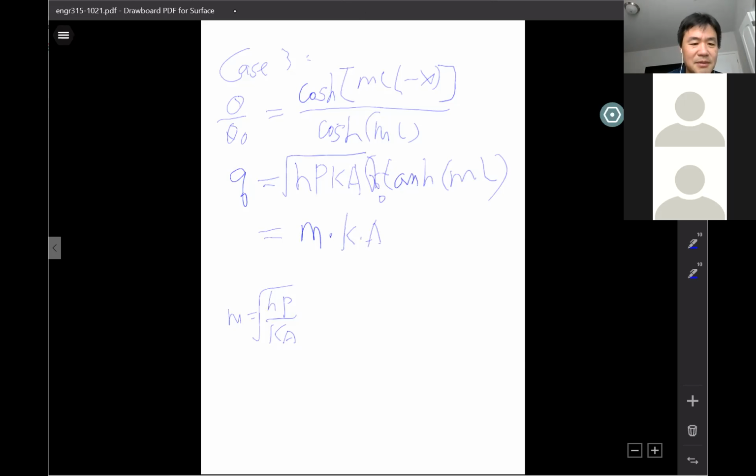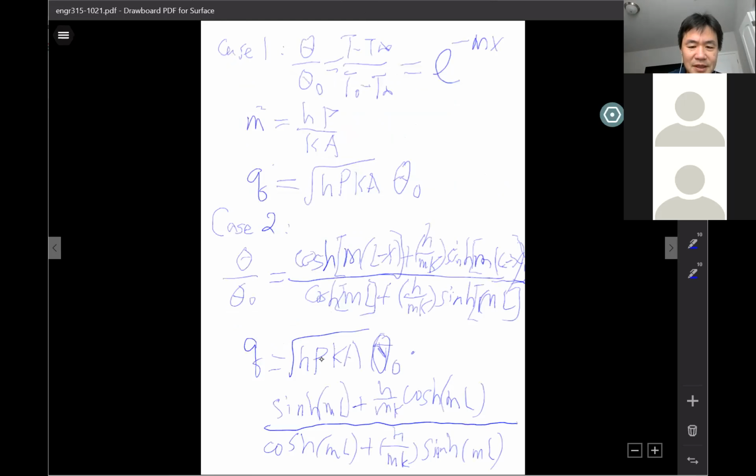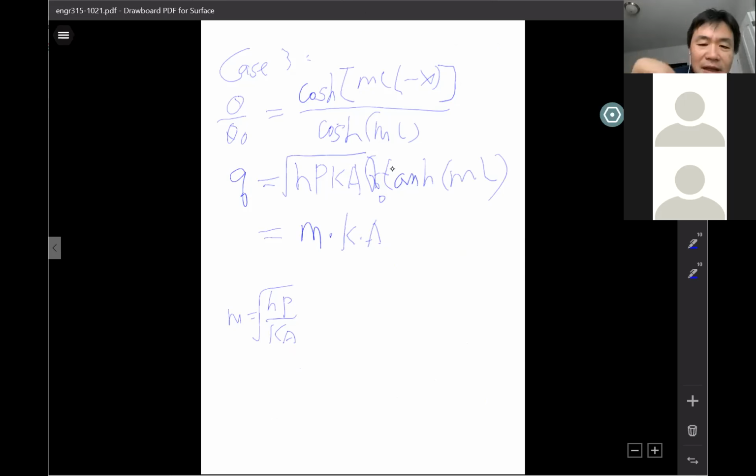Just like the previous form, you have the square root of HPKA times theta 0, the base temperature, then times tanh. I'm sorry, I didn't write the square root on HPKA. Theta 0 is the next term, then tanh. That's for the Q. So people also use this.